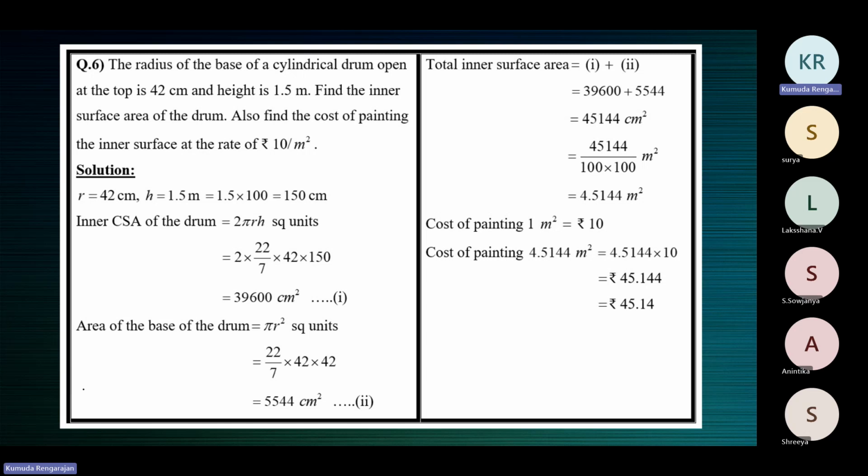Yeah, Lakshana, multiplication error, is it? Or addition error? Ma'am, to find the area of the base of the drum, I took the radius as 42. Oh, okay. So there you went wrong. Okay. Yes. All right.